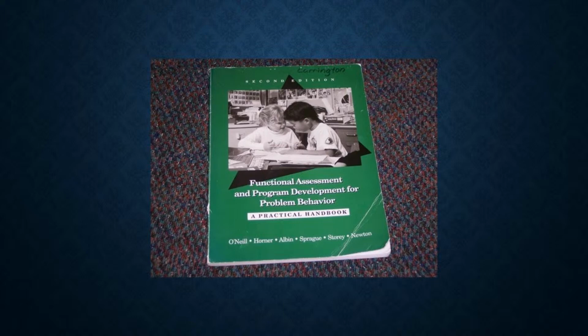Joyce showed you this resource in the preceding webinar, and we'd like to remind you of it again. This is titled Functional Assessment and Program Development for Problem Behavior, a Practical Handbook, and it's by Robert O'Neill and several others. It's published by Brooks Cole Publishing Company. We like some of the forms contained in this resource and want to show you the Functional Assessment Observation Form. It's the form I'd like to use to collect additional data.